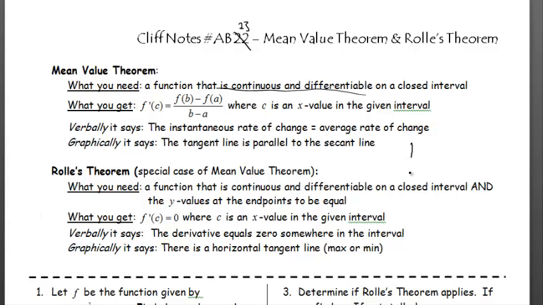And if you think about it, if you have a graph whose endpoints land at the same y value here, the slope through those endpoints is going to be 0. So this graph, whatever it's doing, has to have at least one horizontal tangent somewhere in between A and B. And clearly we can see that we do have at least one horizontal tangent between A and B when the y values are the same at the endpoints. So let's look at some examples of the mean value theorem and Rolle's theorem.